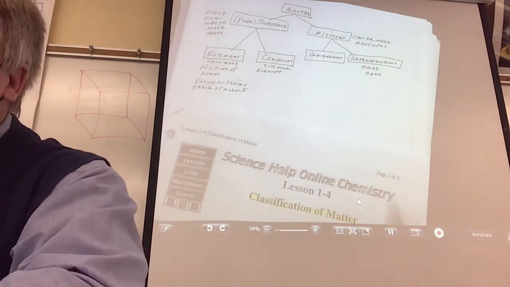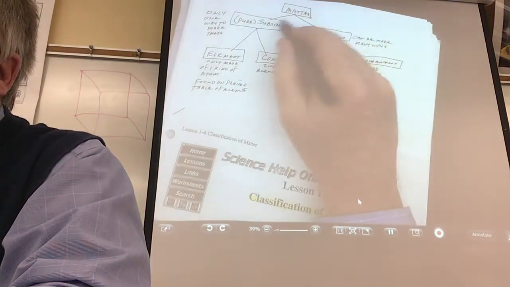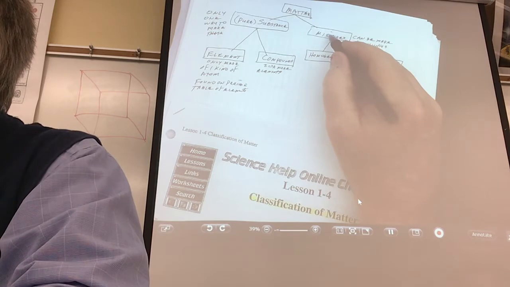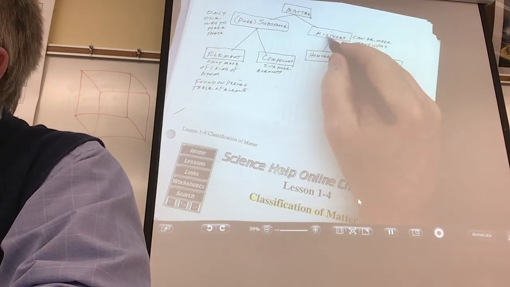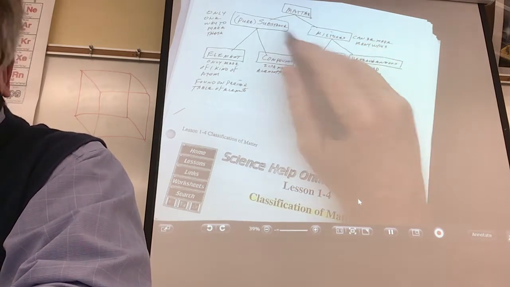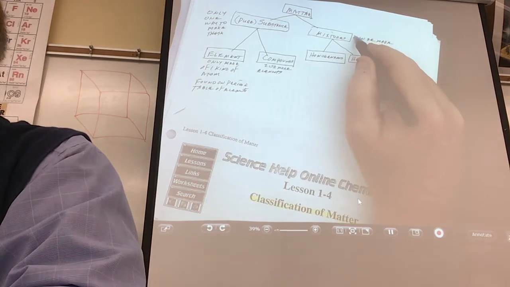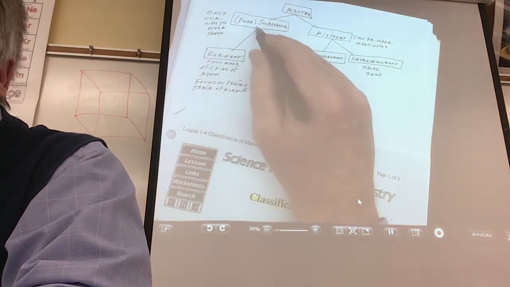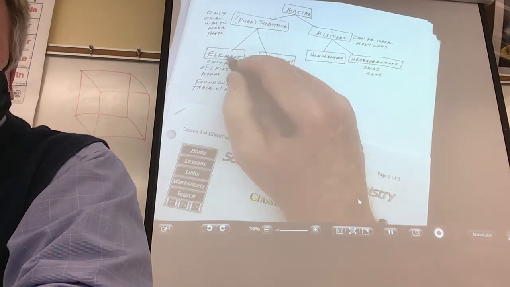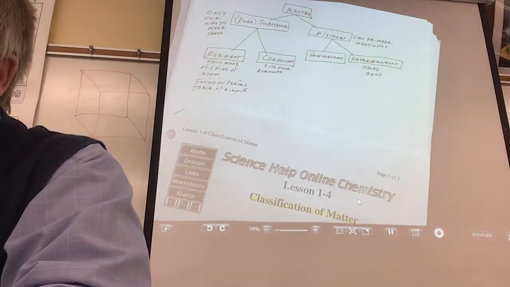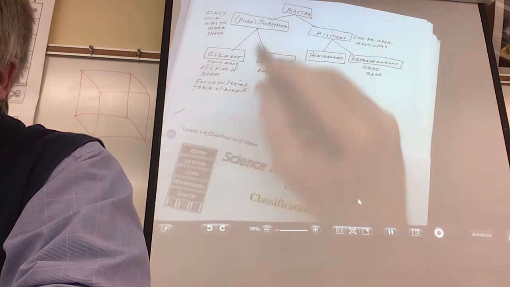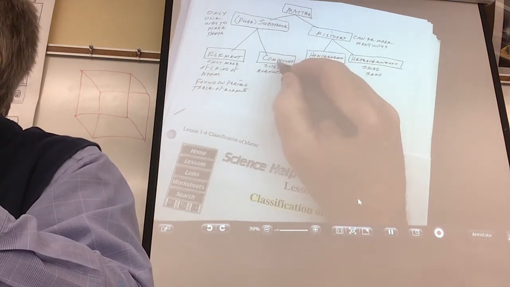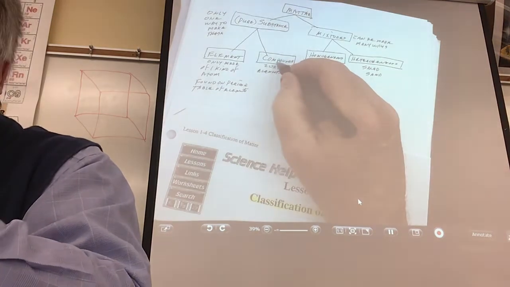Let's try it again. Matter can be either what? Substance or mixture. And what's the difference between the two? A substance has only one way to make it; a mixture has many ways to make it. If you are a pure substance, you're either a what? And how do you know if it's an element? One kind of atom. And then what if you're a compound? Two or more atoms that are chemically bonded together.